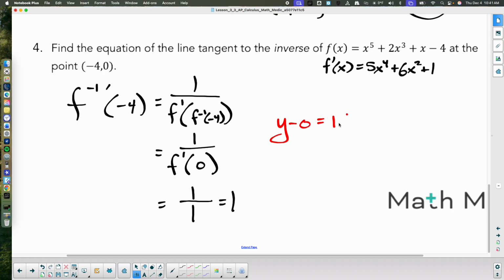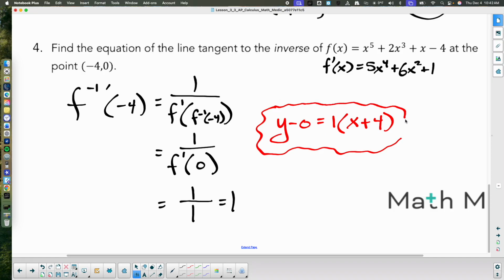Y minus... Oh wait, it has to equal zero. Yeah, I forgot, you don't even have to figure this one out because they gave you the full point. Usually they just give you the x value. They gave you the point -4, 0, so you already know the inverted info.